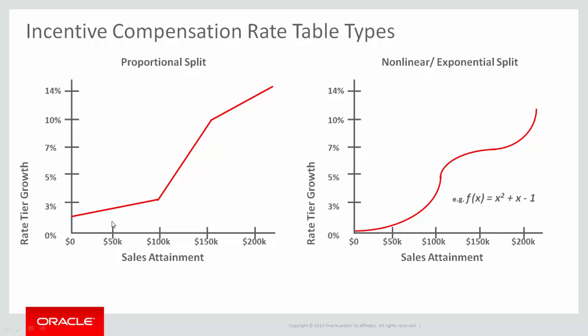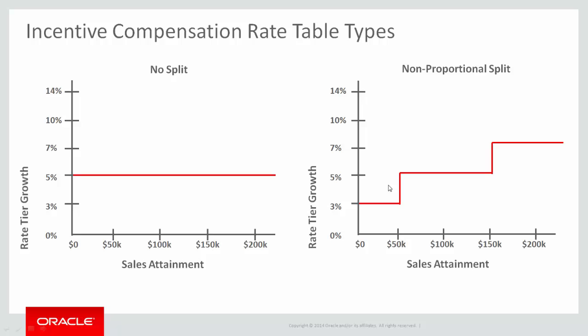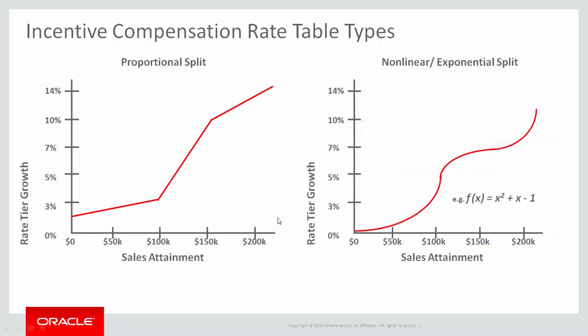So again, let me go back a second. Where non-proportional is a fixed step, you hit this rate, and then anything in this next range is all paid out at the 5% as an example. When you get to the proportional splits, it's interpolating per percentage point or per dollar. It's incrementally increasing, and there are always inflection points, and the slope will typically change from one inflection point to the next.